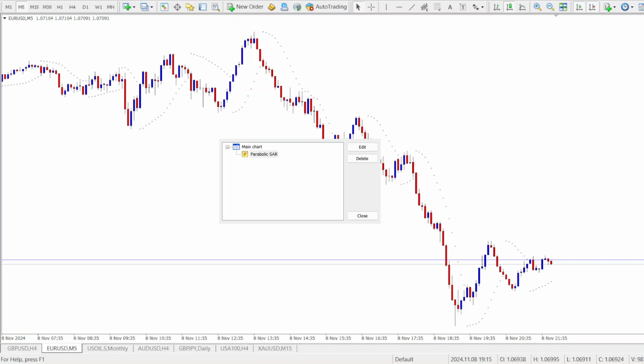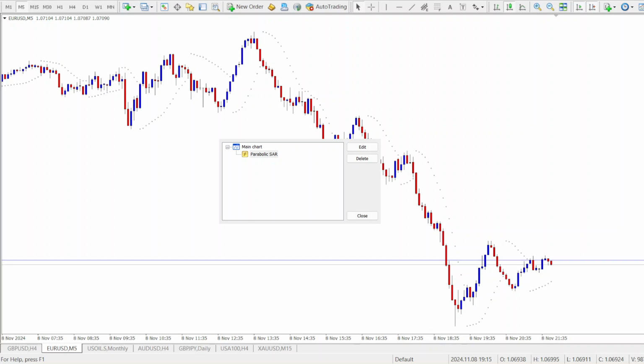Now for the 5-minute chart, many scalpers find that slightly increasing the step to around 0.03 works well. So we're going to be using 0.03 for the step, or 0.04. Some scalpers can use 0.04, but we're just going to stick to 0.03. And then for the maximum, we're going to be using 0.25. That works well. This gives you quicker signals without being overly sensitive.